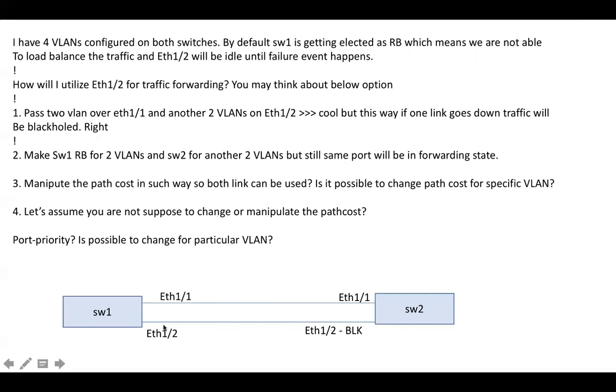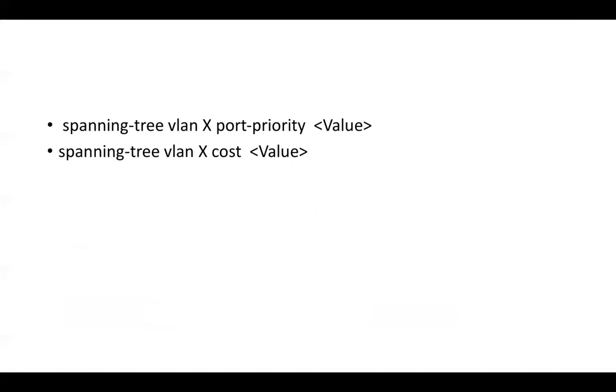Now here I have a question. Is it possible to change the path cost for a specific VLAN? Okay, let me give this answer after this slide. Now let's assume you are not supposed to change or manipulate the path cost. Is there another way? Yes, we do have. We can manipulate the port priority. Again, is it possible to change the priority of a particular port for a particular VLAN? Yes, we can change the cost and priority values based on VLAN as well.